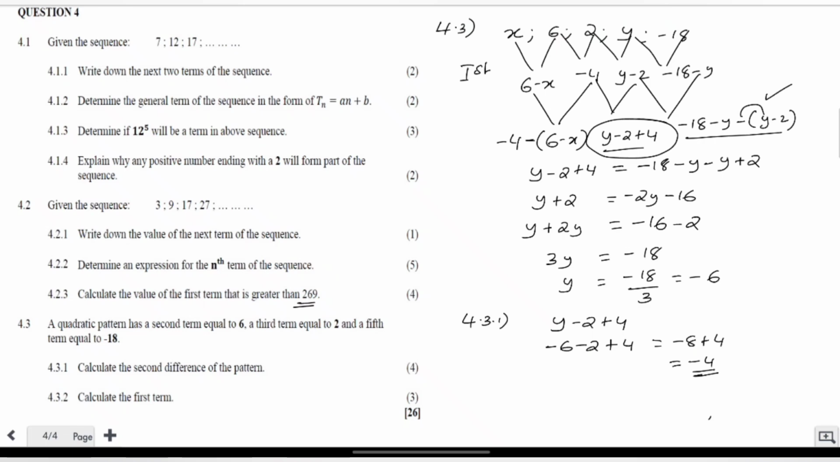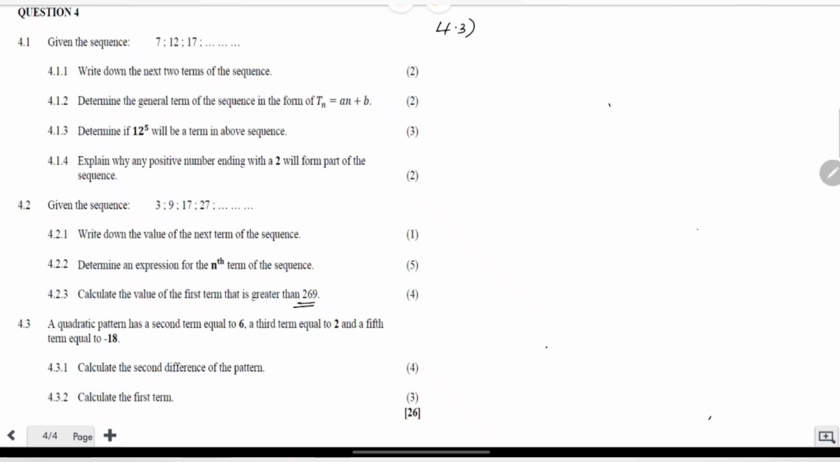Now you have to look for the first term. What is the first term? Alright guys, so now I'm going to do 4.3.2. Okay, now we know the value of y, we got it. That is the fourth term. What was that? It is minus 6. You still remember the value of y is minus 6. So let me write it. First term is still unknown, that we are going to find. Second term is 6. Third term is 2. Fourth term, now it is very simple.